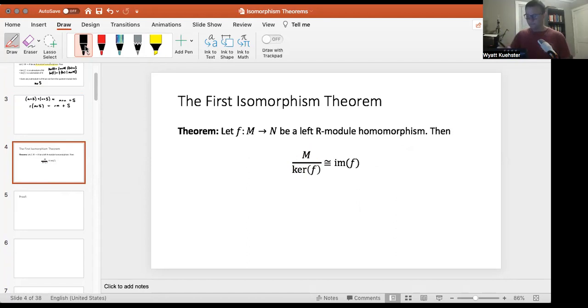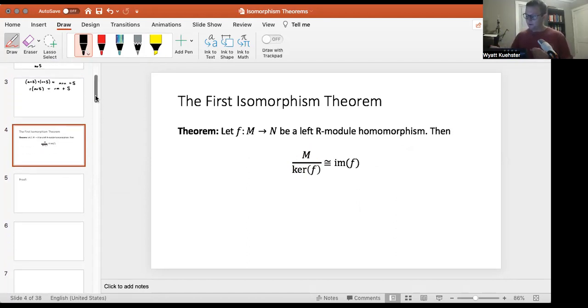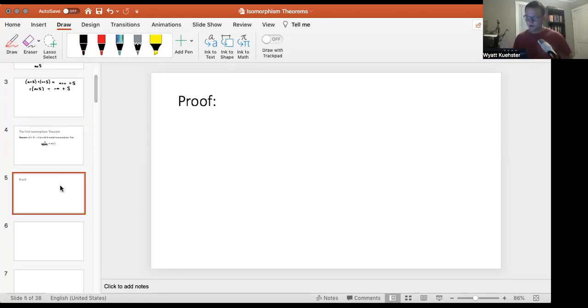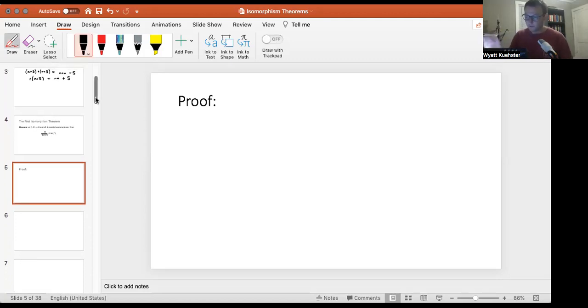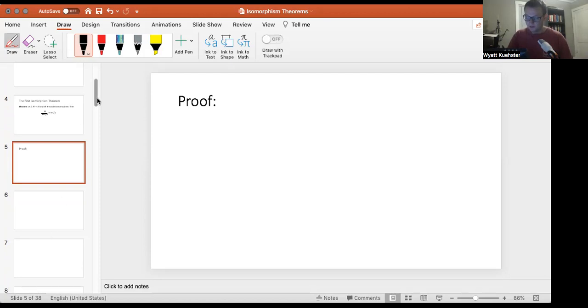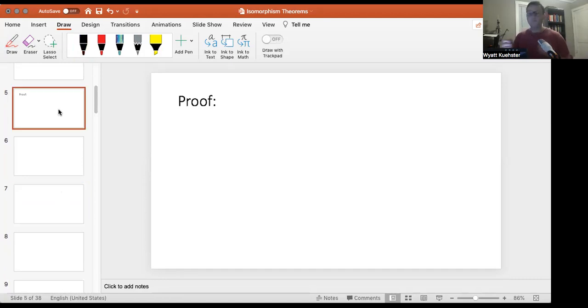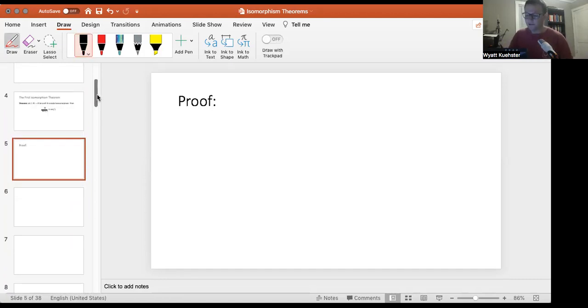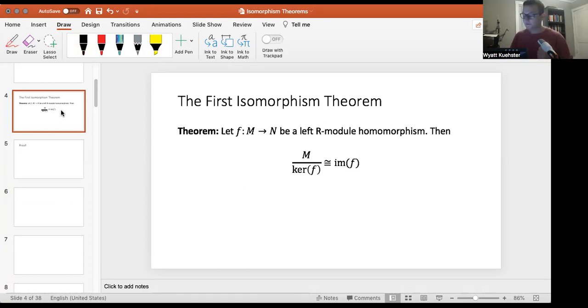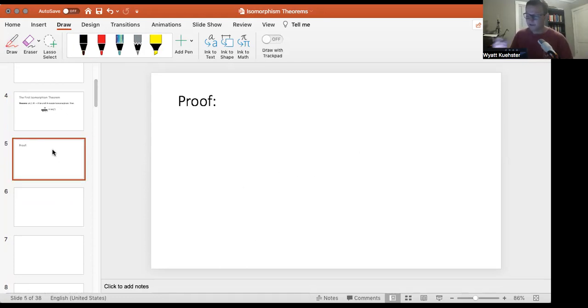Let's prove the theorem. How could we show an isomorphism between these two R modules? We should recall what an isomorphism is. An isomorphism is an R module homomorphism that is also a bijection, and a bijection is something that's onto and one-to-one. So one thing we will need to do is first define the map that we're going to use. I need to define an R module homomorphism from the left-hand side to the right-hand side.